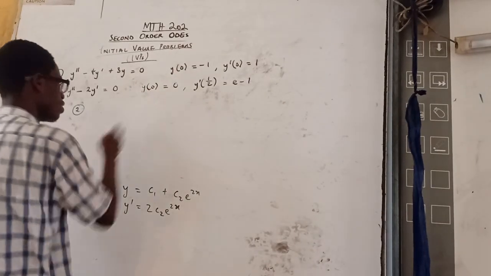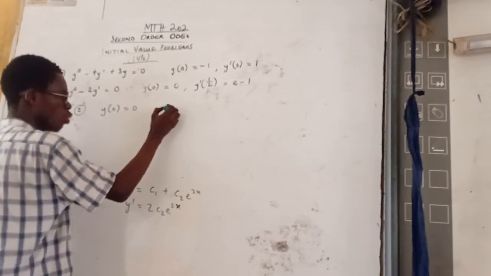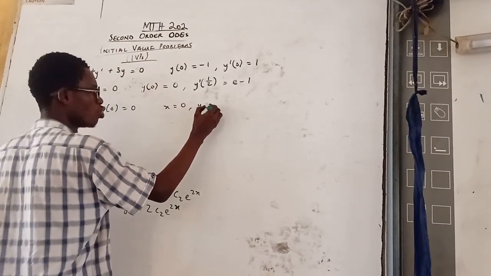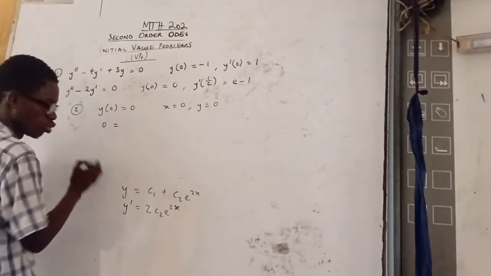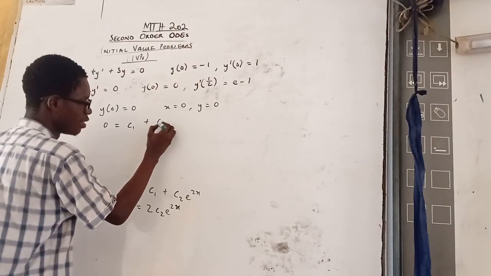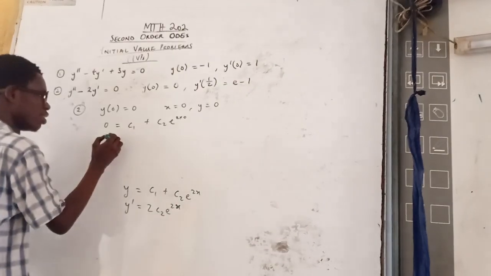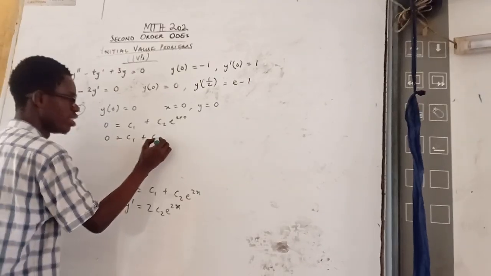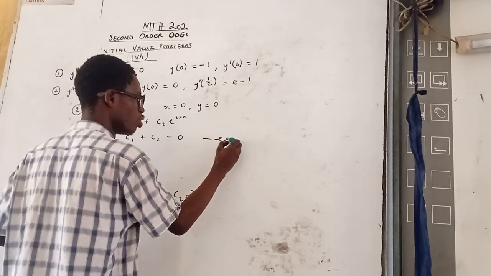So using the first set of values, it means when x equals 0, y equals 0. Now let's use this. y equals 0, so 0 equals c1 plus c2 e raised power 2 times 0, which is 0. So it means 0 equals c1 plus c2. So c1 plus c2 equals 0. This is our first equation, equation 1.